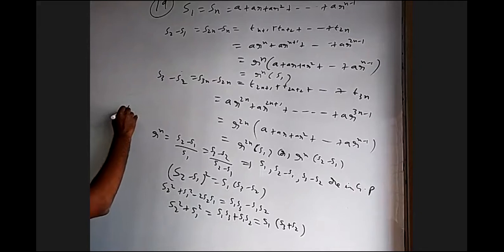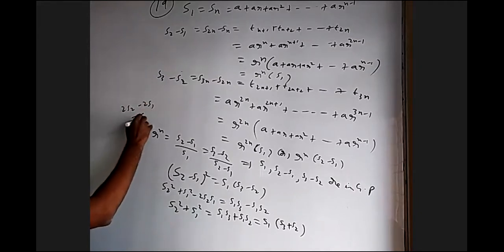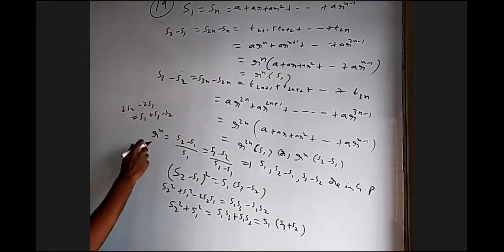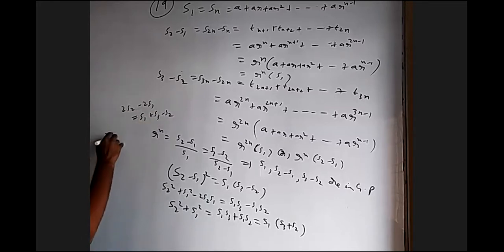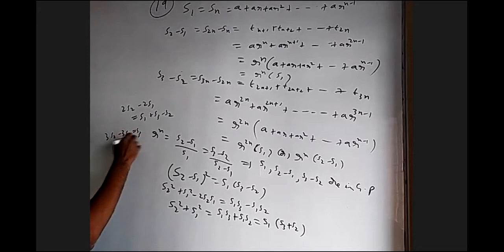If it is AP, what kind of relation would we have got here? 2S2 minus 2S1 equal to S1 plus S3 minus S2. So if I take this, 3S2 minus 3S1 would have been S3. Now that itself is a question that we are seeing up here.